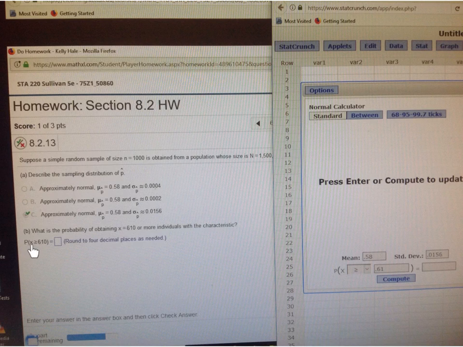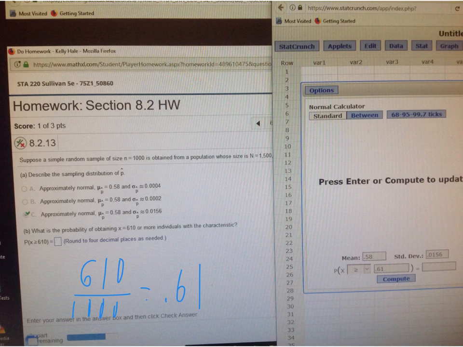So they want to know the probability of obtaining 610 or more individuals with that characteristic, out of a sample of 1,000. And so you need to take the 610 and divide that by 1,000, and that gives you 0.61.